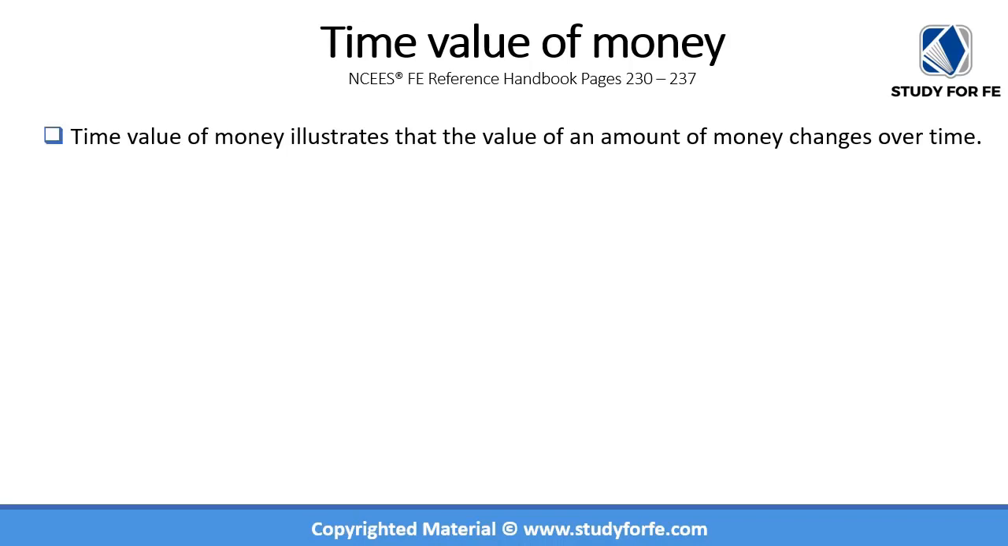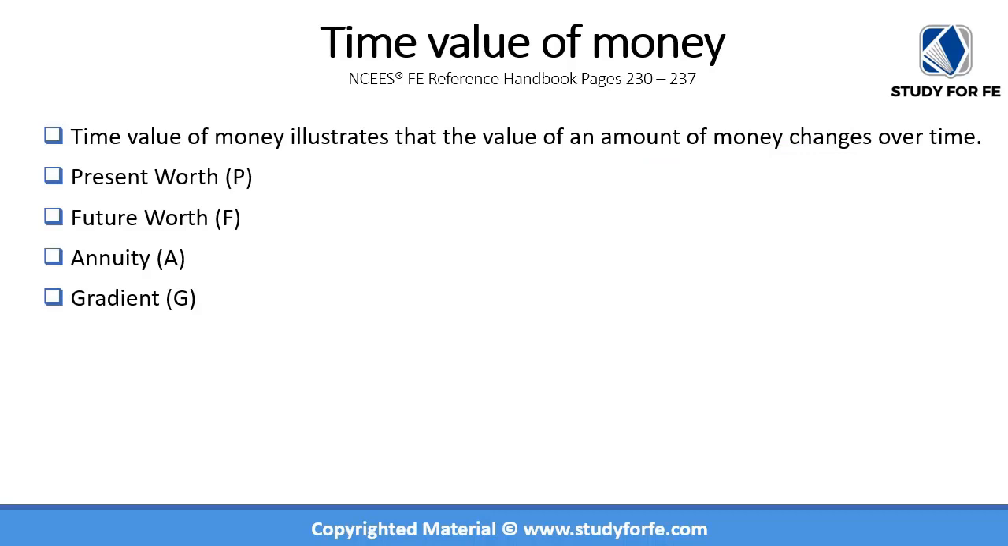Time value of money. Time value of money illustrates that the value of an amount of money changes over time. So you would have probably heard this common saying that you don't become rich by saving. Saving basically safeguards you against risk, against unknown scenarios, so that you can actually weather the storm. But in order to become rich, you'll probably have to invest your money.